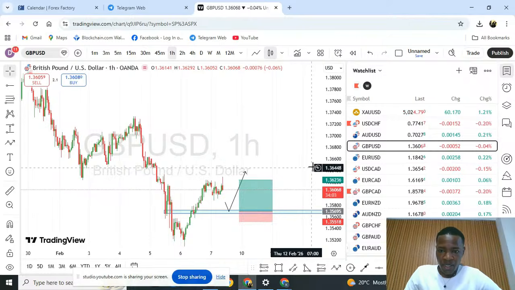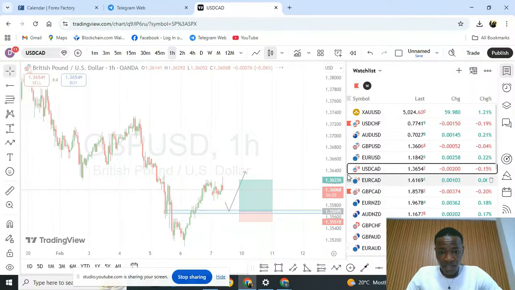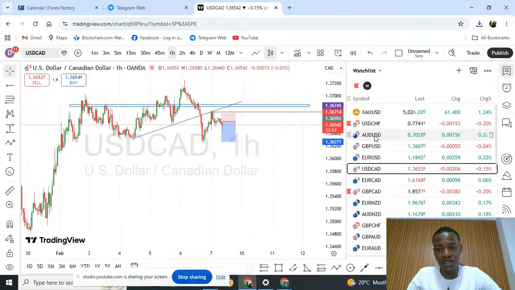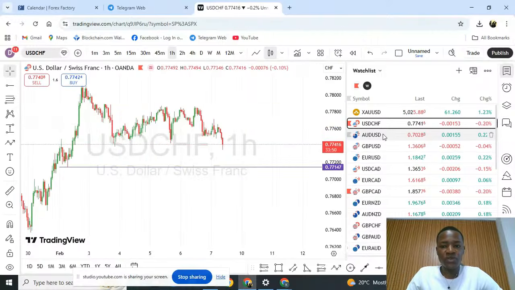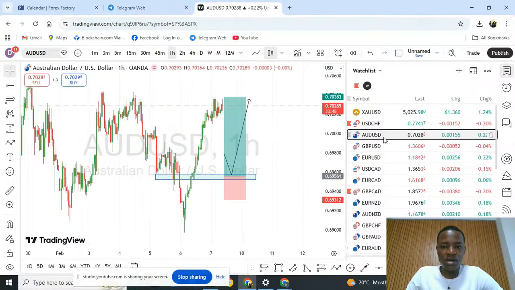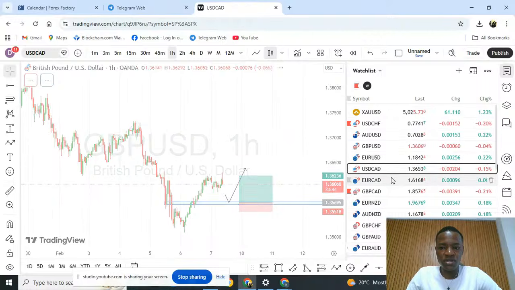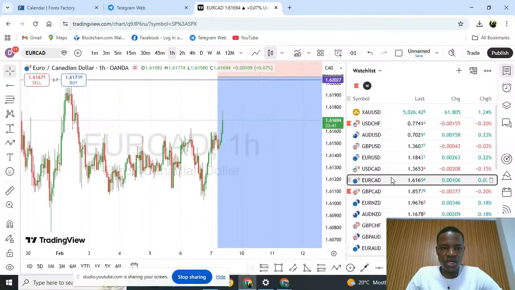Okay. Another pair that I'm looking forward to is USDCAD. USDCAD sells, they are active sales. It's active sales, sell. So if you're looking also for another pair to sell, it's USDCAD now. Another pair, USDCHF imesonga imekuacha, AUDUSD, GU nimesema iko sawa, EURUSD, USDCAD, EURCAD nimesema nini?